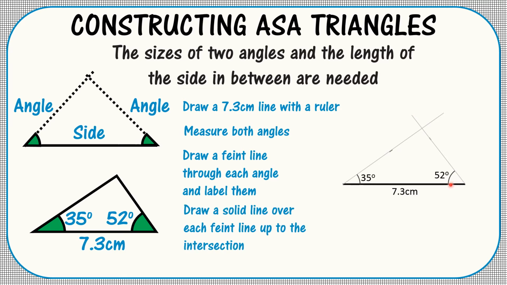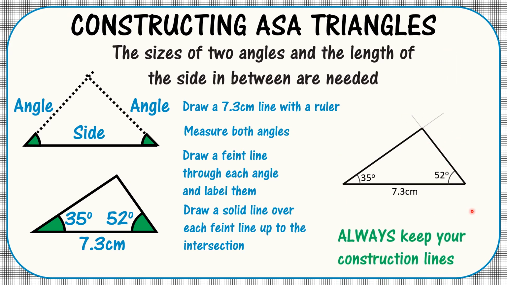The final step for us to complete this question is draw a solid line over each faint line up to the intersection. So these two lines intersect at this point. What you would do is draw two solid lines. You'll draw one solid line over here. You'll draw a final solid line over here. And this is a constructed triangle. What you need to remember is always keep your construction lines. Do not rub out any of these construction lines.